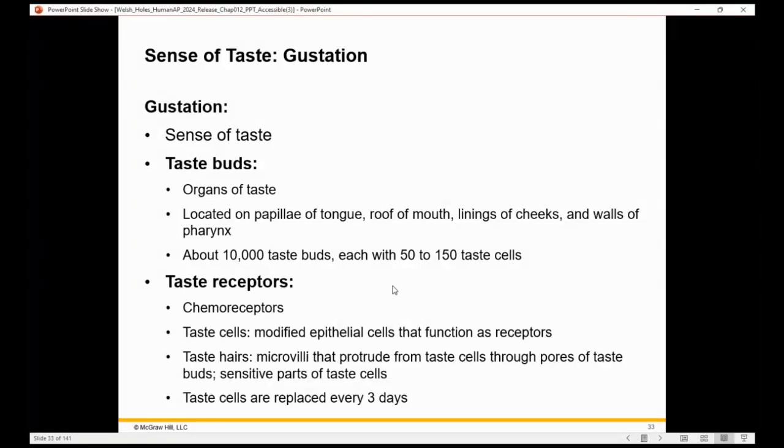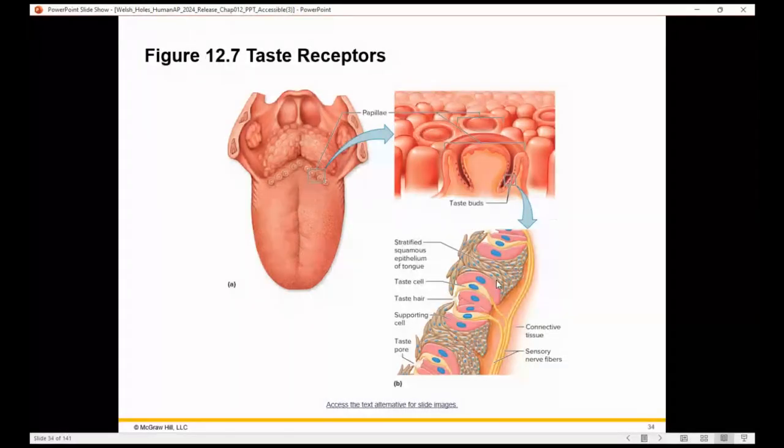There's about 10,000 taste buds, each with 50 to 150 taste cells. The taste receptors are chemoreceptors. The taste cells are modified epithelial cells that function as receptors. The taste hairs are microvilli that protrude from the taste cells through the pores of the taste buds, and they're sensitive to parts of the taste cells. Taste cells are replaced every 3 days. This figure shows you the papillae with the taste buds, as well as the taste cells and the taste hairs.